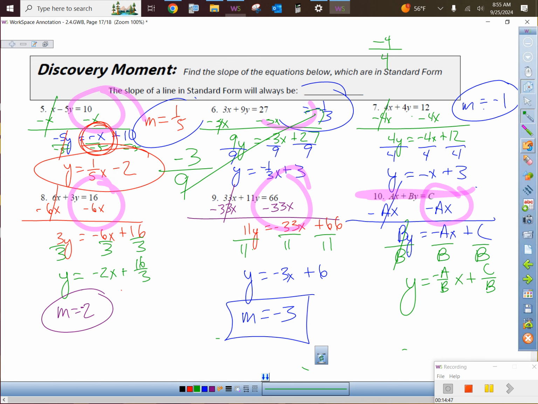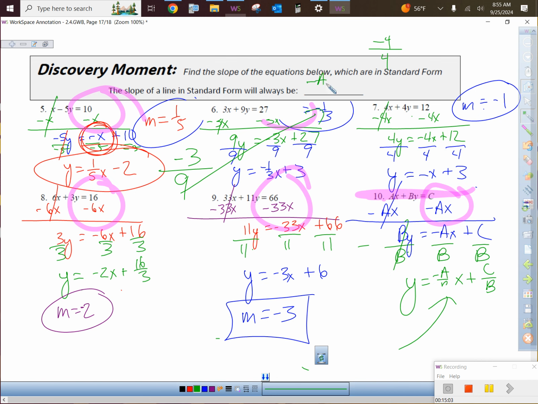What I'd like you to put in this box, right? Sorry, that's not erased. So this box right here is what the slope of a standard form line will be. And it's the answer that you put right here. So son of a gun. What is the slope of the equation in the standard form every time?